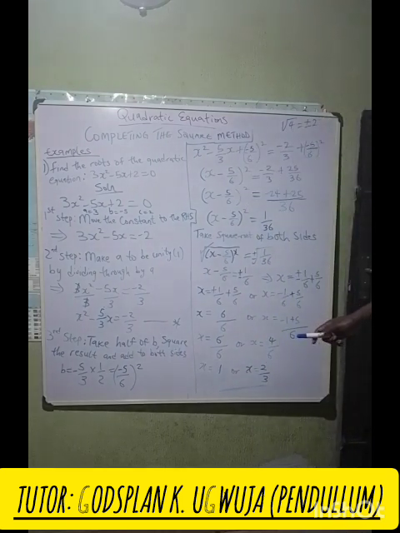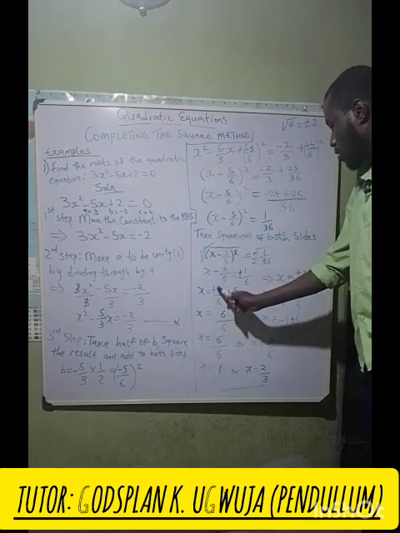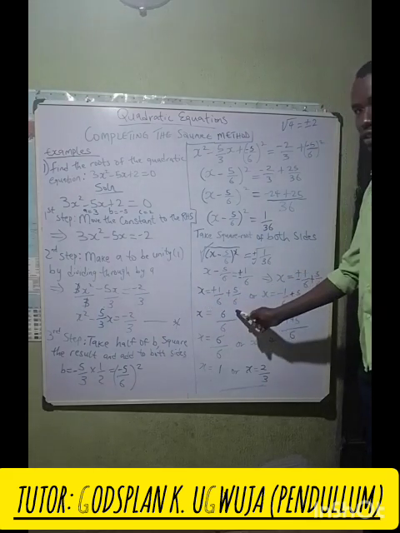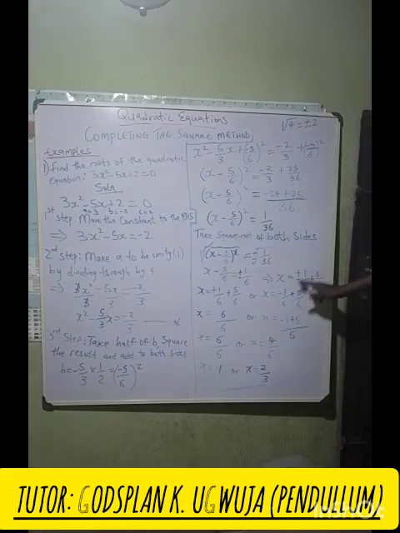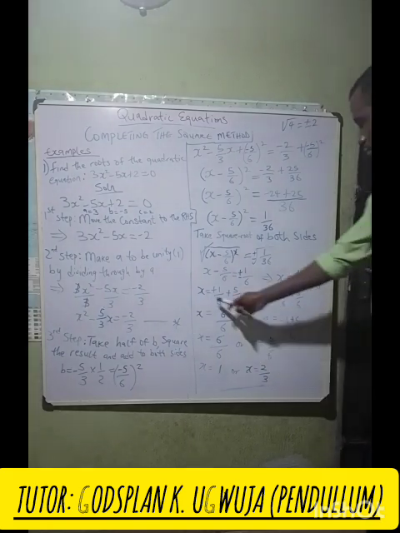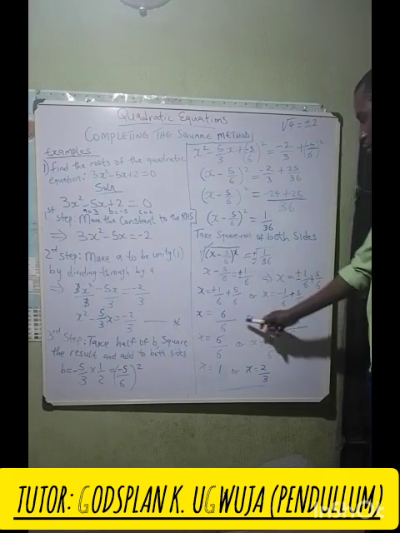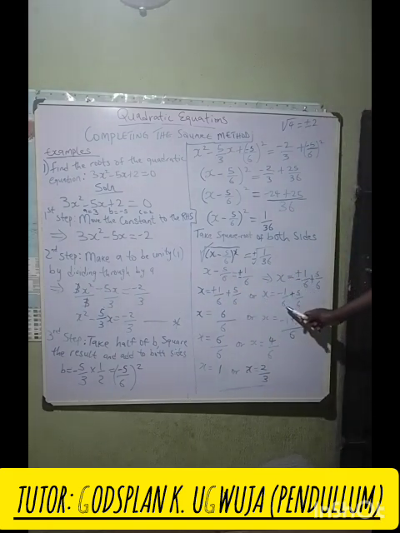Okay, then from here now, because we have plus or minus here, it means we have two possible solutions. Okay, x is either plus 1 over 6 plus 5 over 6 or minus 1 over 6 plus 5 over 6. So this plus or minus means we have two possible solutions. Plus 1 over 6 plus 5 over 6 or minus 1 over 6 plus 5 over 6.